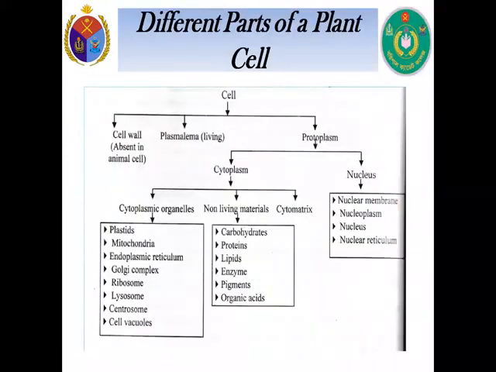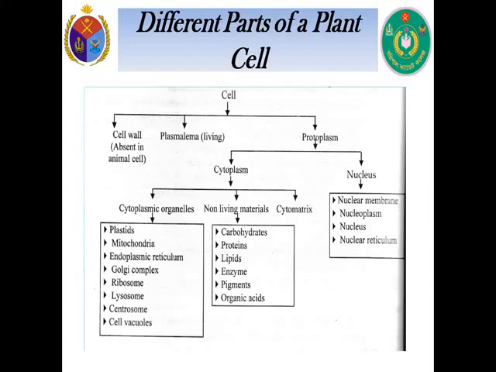Now, different parts of a cell. A cell is mainly divided into three parts: one is the cell wall, then the plasma lemma, and lastly the protoplasm. The cell wall is only present in plant cells, absent in animal cells. The plasma lemma is called the cell membrane or biomembrane. Protoplasm is divided into two parts: one is cytoplasm and another is nucleus.